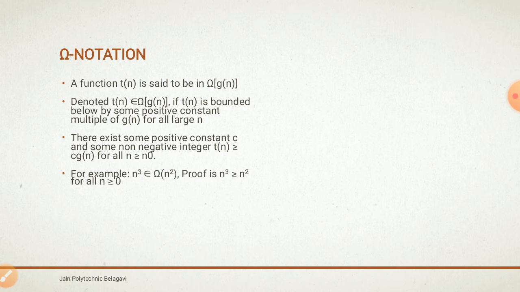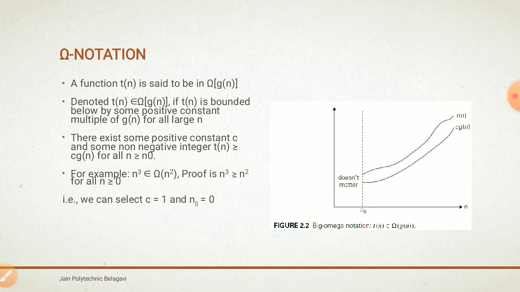then we can give the proof like n cube is greater than or equal to n square for all n greater than or equal to 0, and we can select c equal to 1 and n naught equal to 0. This is how we can draw the graph, and it doesn't matter whether t of n or c g of n is larger. This is how the omega notation works. This is all about big omega notation.